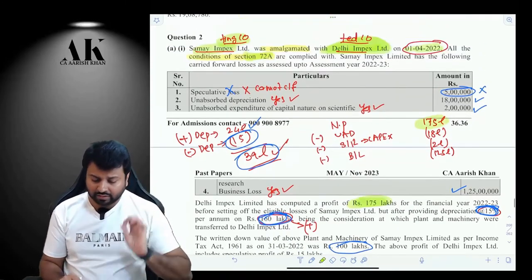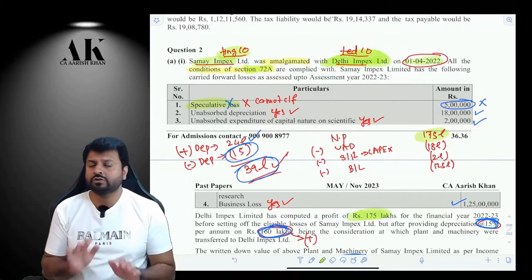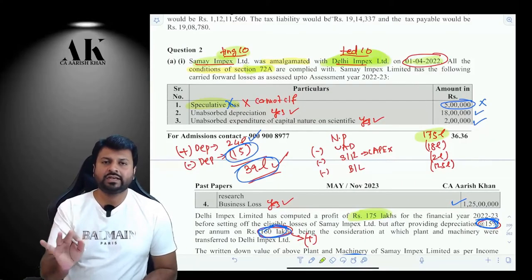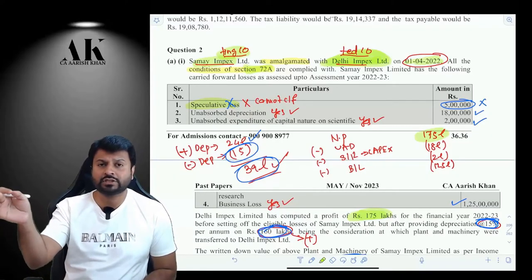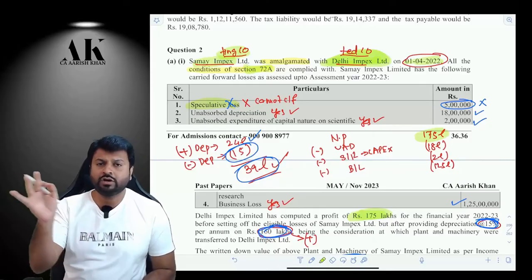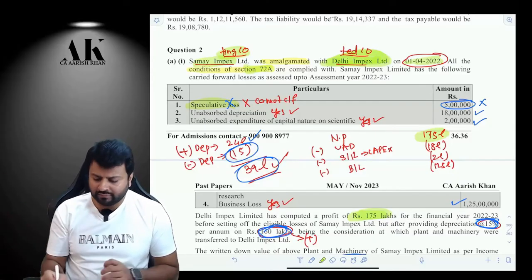That I'm writing over here. Now the first thing. Can I carry forward speculative loss? No. As per section 72A, it is very clearly written, you can carry forward non-speculative loss given under section 72 and unabsorbed depreciation. You cannot carry forward what? You cannot carry forward speculative loss. This will not be allowed.